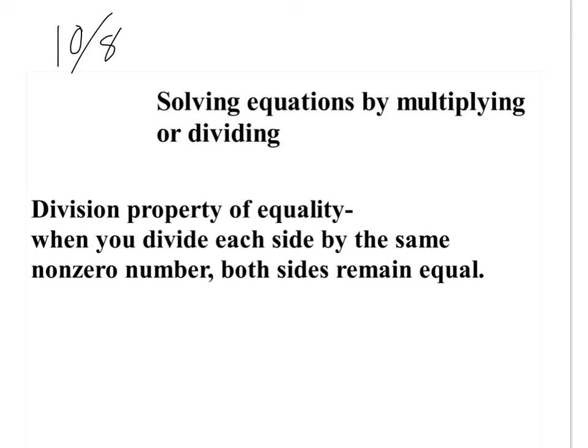Try to do it in your calculator sometime and you'll see error. You can't divide by zero. But they're saying if you divide by a number other than zero, they remain equal. So let's think about this. 4 times 2, what's that equal to? 8. Let's say I divide both of these by 2.